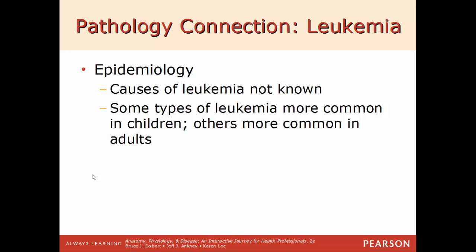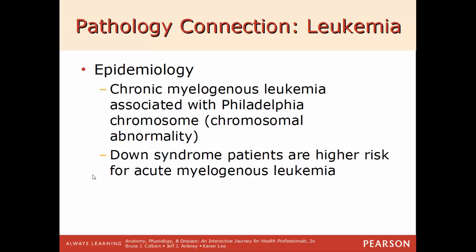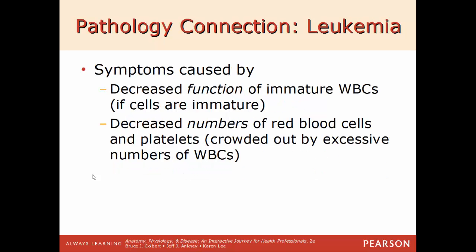The causes of leukemia are not known exactly. Now, some types of leukemia are more common in children, and some are more common in adults. Chronic myelogenous leukemia is associated with the Philadelphia chromosome, which is a chromosomal abnormality. Patients with Down syndrome are at a higher risk for developing acute myelogenous leukemia.